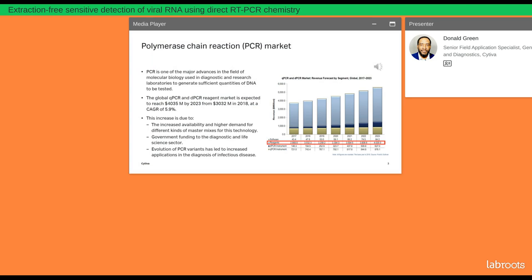Polymerase chain reaction, or PCR, is one of the major advances in the field of molecular biology, used in diagnostic and research laboratories the world over, to generate sufficient quantities of DNA to be tested. The global reach of digital PCR and qPCR has been expected to grow by leaps and bounds. The increase is really due to the availability and higher demand for different kinds of master mixes for the technology, government funding to the diagnostic and life science sector, and an evolution of PCR variants that have led to an increased application in the diagnosis of infectious diseases.